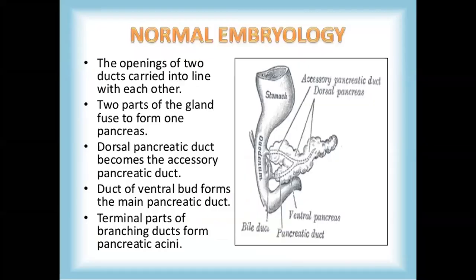Now comes the question: what is the normal embryology of the pancreas? The openings of the ducts come into line with each other. Two parts of the gland fuse to form one pancreas. You see that in the picture, how it shows it. There's a dorsal pancreatic duct, which becomes the accessory pancreatic duct. The duct of the ventral bud forms the main pancreatic duct, and terminal parts of branching ducts form the pancreatic acini.